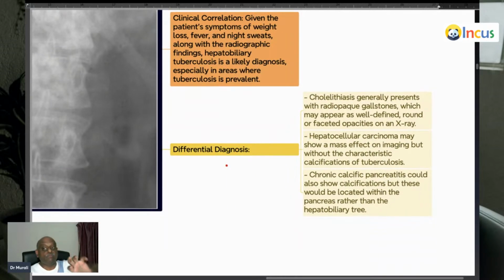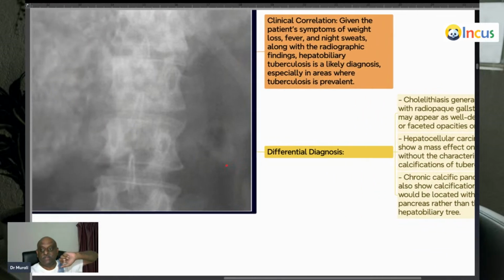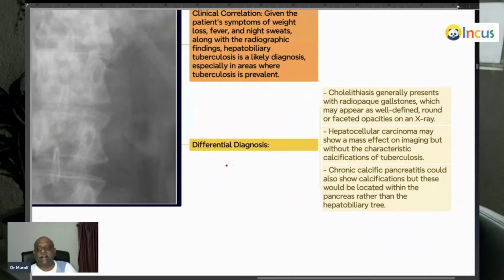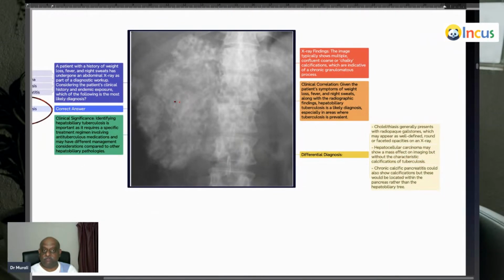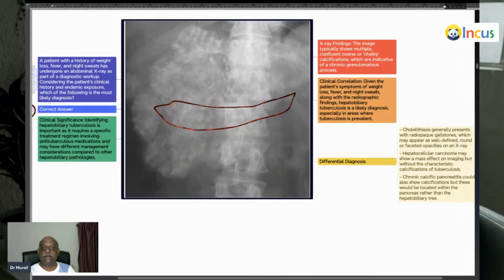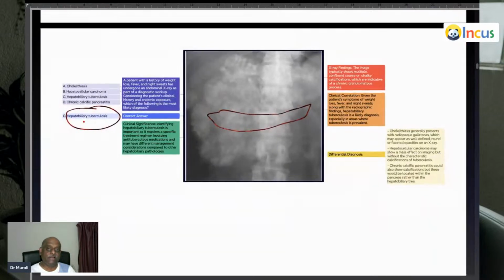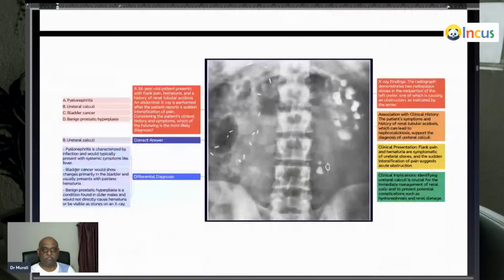Hepatocellular carcinoma will show a mass, but not calcifications. If it is chronic calcific pancreatitis, it will not show in the liver's location, but it will typically show along the pancreas distribution only. You will find the presence of calcifications in chronic pancreatitis.